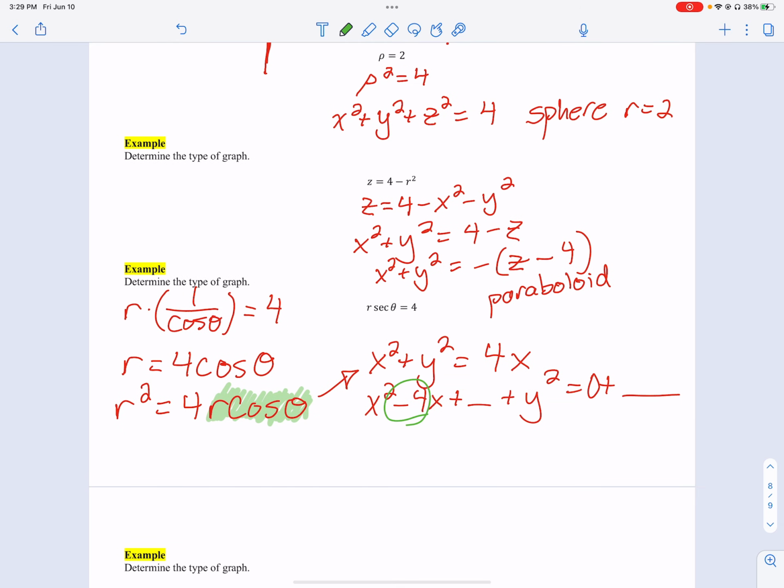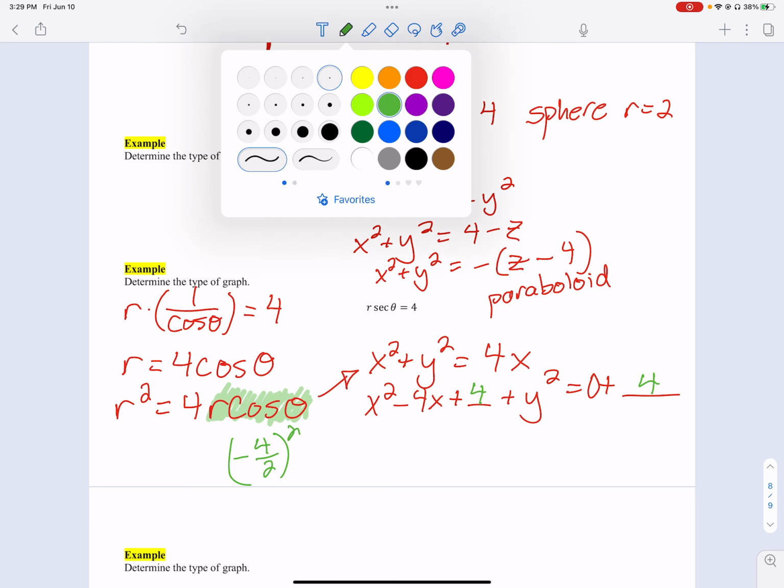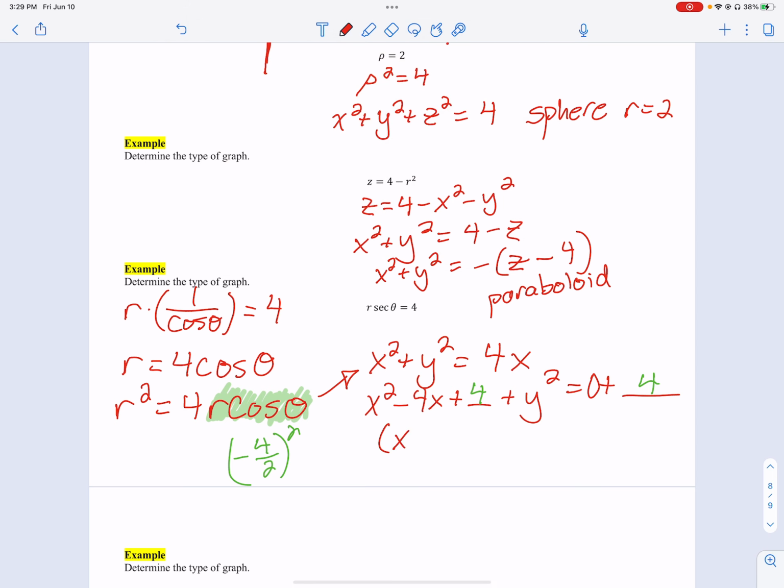But I cut this in half. So I take negative 4, I divide by 2, and I square it. And that tells me what goes in the space. So negative 4 divided by 2 is negative 2, squared is 4. So I'm going to put a 4 here. But it's an equation, so whatever I add, I got to add to the other side. This will factor to x minus 2 squared plus y squared equals 4.